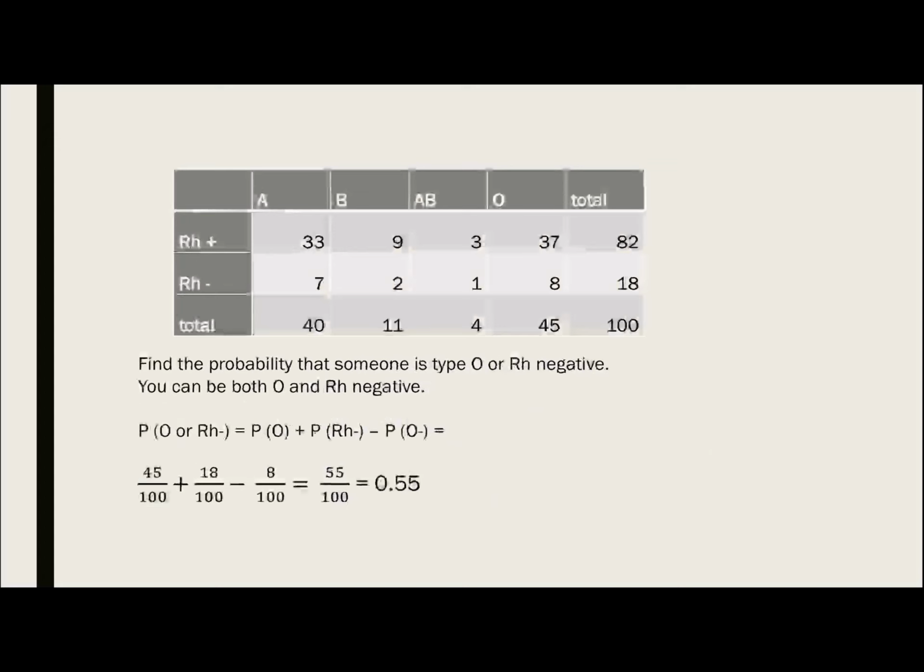Find the probability that someone is O or RH negative. You can be both. You can be O negative. So we're going to add up the people that are O, 45, plus the people that are RH negative, 18. And we're going to subtract the people that are O negative, which is 8, to give us 55 over 100 or 0.55.